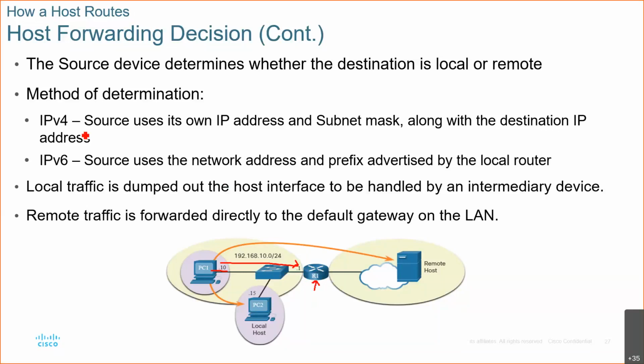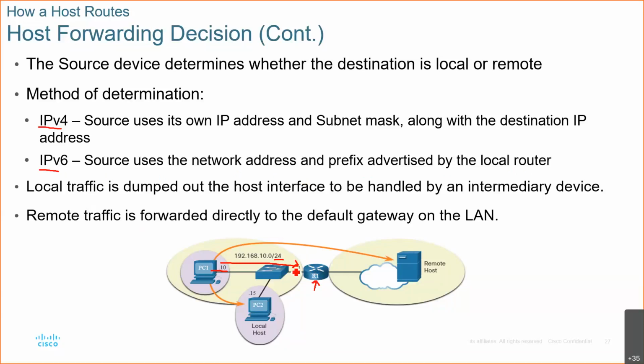So every IP version 4 device uses its own IP address and subnet mask with the destination IP address. Subnet mask, I told you there are two ways. You can represent it like this: /24 means 24 bits network, which is 255.255.255.0. In IP version 6, the source uses the network address and prefix advertised by the local router, whatever the router says.